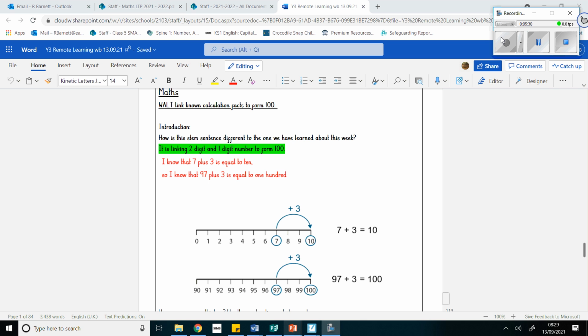Maths is we're learning to link known calculation facts to form 100. So we've looked at number bonds, and now it's looking at those 2-digit numbers and a single-digit number to get ourselves to 100.